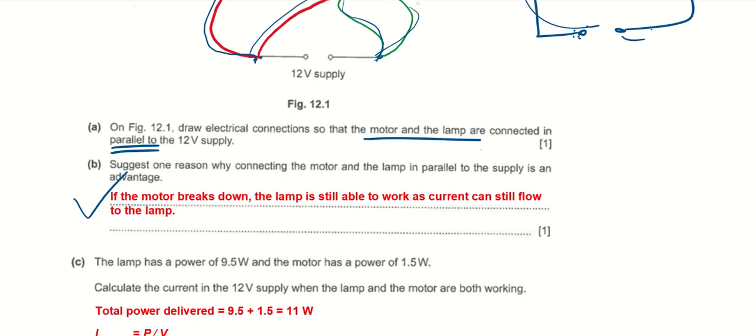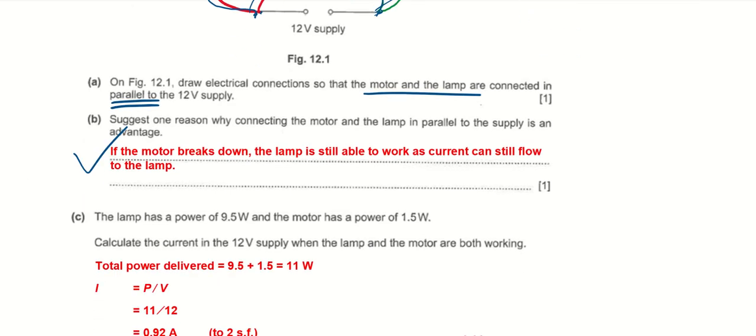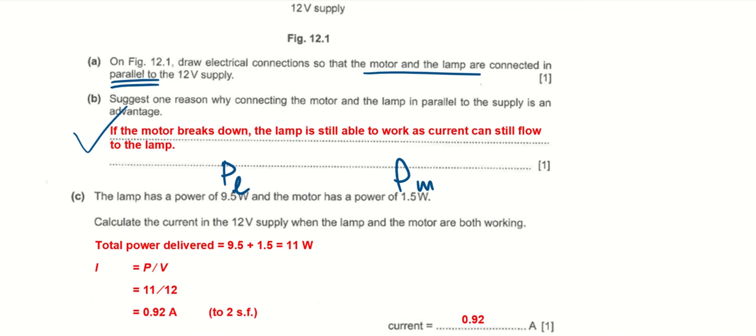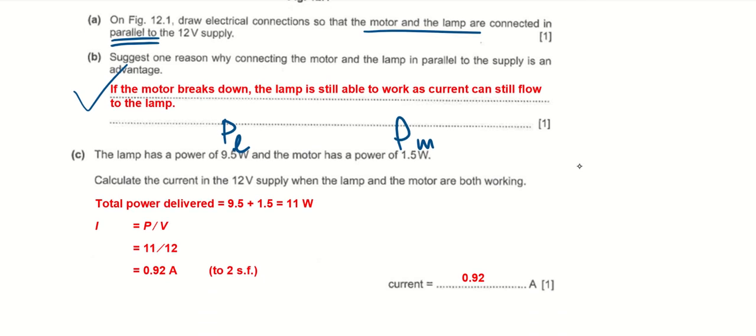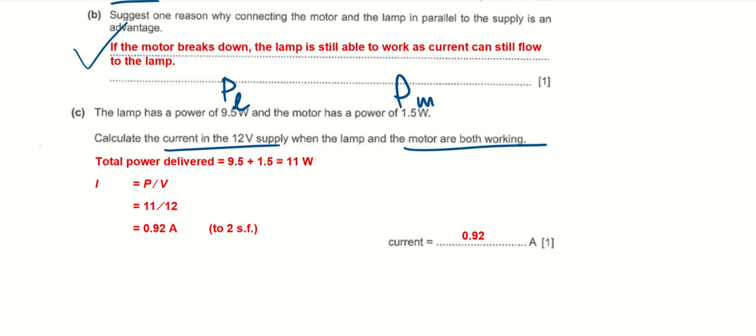So this one you should know, very simple. The lamp has a power of 9.5, so PL. Motor has power of 1.5 watts. Calculate the current in the 12 volt supply when both are working. So this one looks quite similar to the previous DC circuit question. So what's the total power delivered? Every second is 11 joules per second. Okay, you just add up, that is the power because both are working.